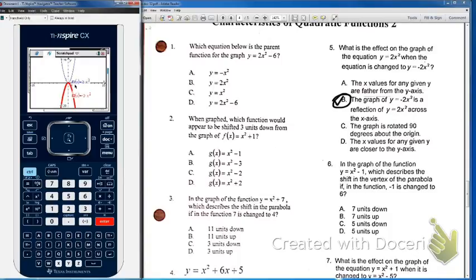Okay? So let's look at number 6. It says, in the graph of the function y equals x squared minus 1, which describes the shift in the vertex of the parabola if the function negative 1 is changed to 6. So we're changing that negative 1 to 6. So what is happening? Is it shifting 7 units down, 7 units up, 5 units down, or 5 units up? 7 units up, because negative 1 to positive 6 is 7 units up.